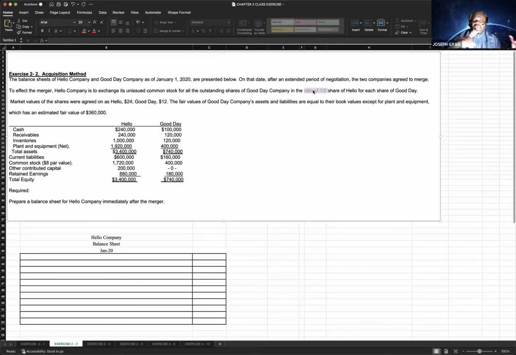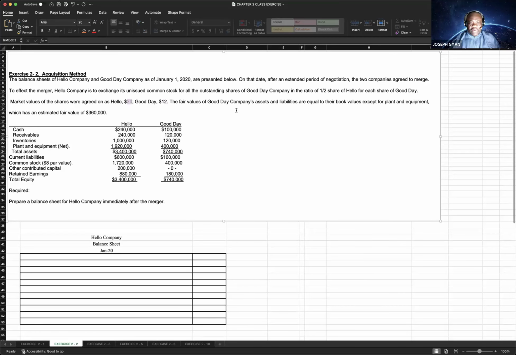Half. So in other words, if the Hello shares are about maybe 20,000, they are exchanging half of that for each share of the Good Day Company. The market values of the shares were agreed to be $24 for Hello and $12 for the Good Day. Our main concern is this one. We don't care about the other one because we are buying the company. So we care about how much extra we are paying, because of the market value compared to the par value.